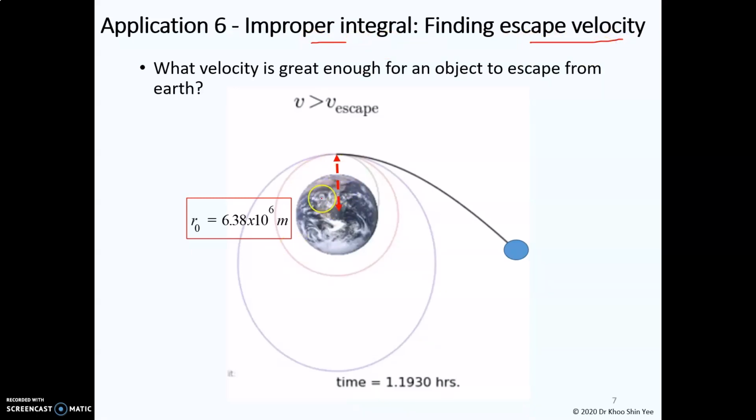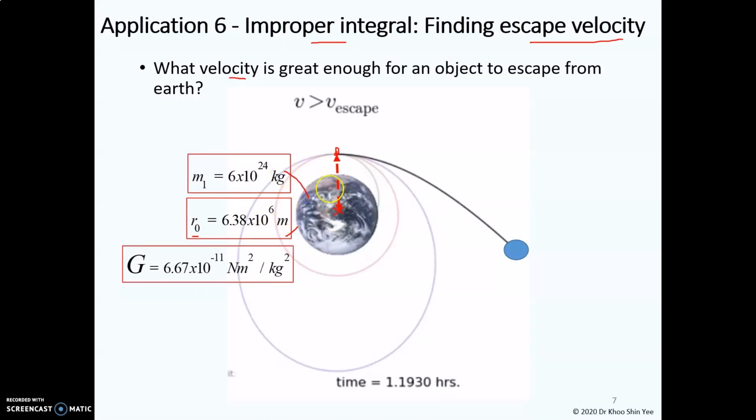For example, in this case, you want to escape or throw an object to escape from the Earth. So what would be the velocity that is great enough to escape from it? Let r0 here be the distance from the center of the Earth to the object, which is given by this number. We know that the mass of the Earth is given by this number, and the gravitational constant is given by this. Assume that the mass required to escape from the Earth is equal to 70 kg.